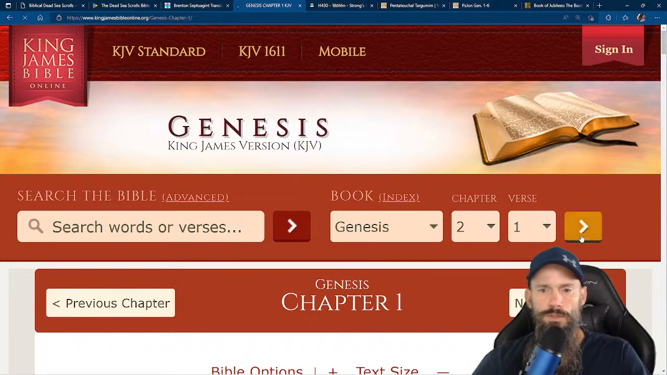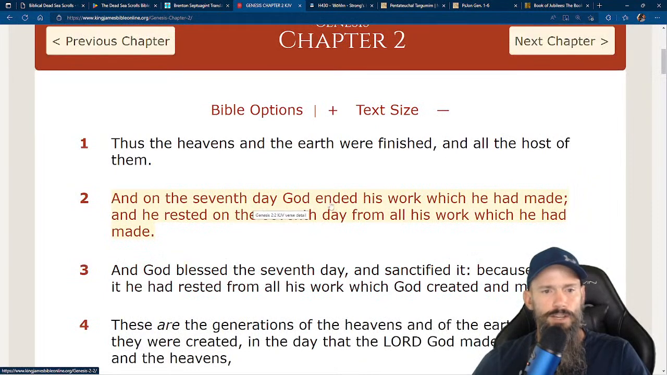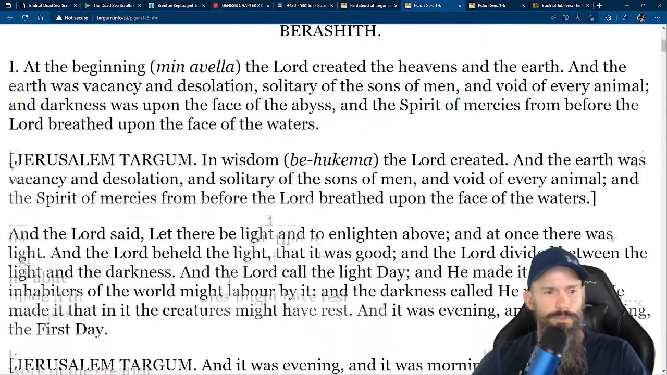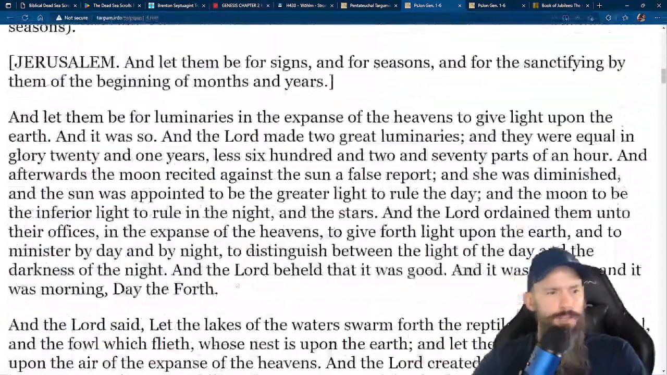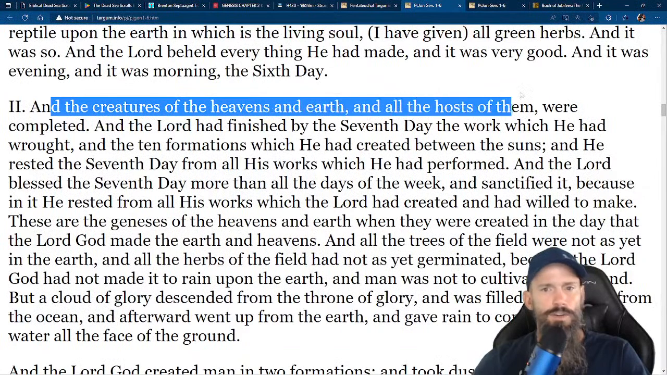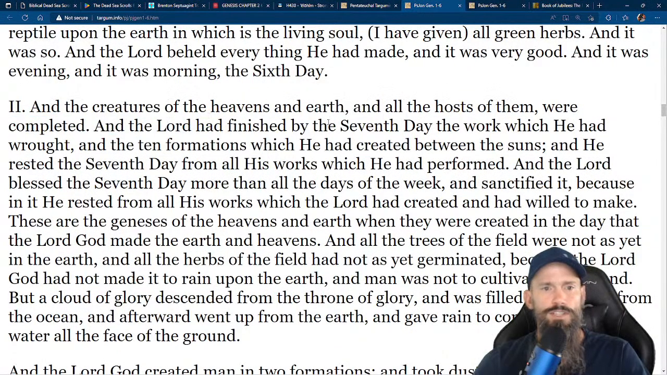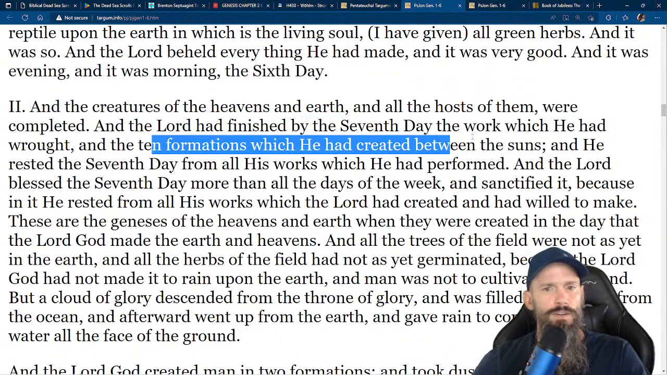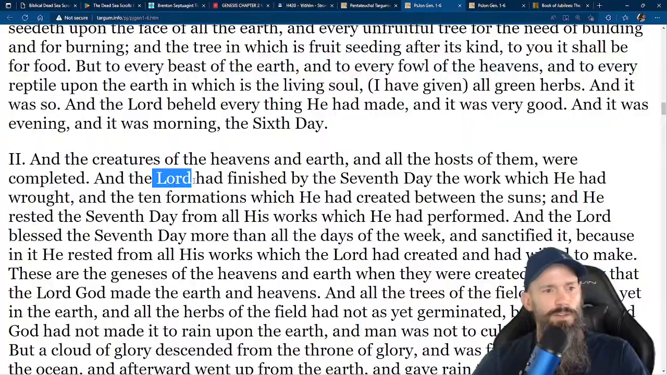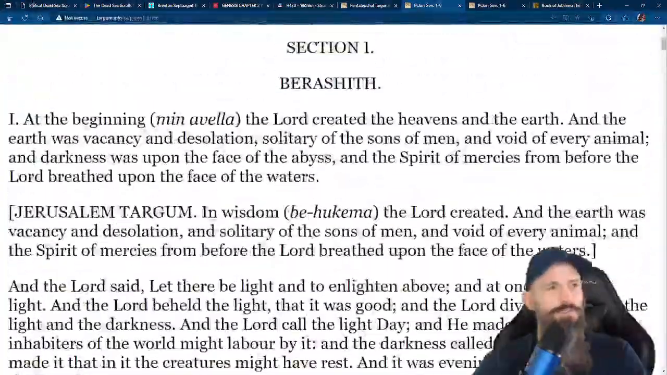Genesis 2. On the seventh day, Yahuwah ended his work which he had made, rested on the seventh day. Targum Pseudo-Jonathan. It'd be an interesting time to check the Targum. And the creatures of the heavens and earth and all the hosts of them were completed, and Yahuwah had finished by the seventh day, work which he had wrought. And that's where you get the 10 formations. Their Lord. Yes, you can see their doctrine spewed in there.